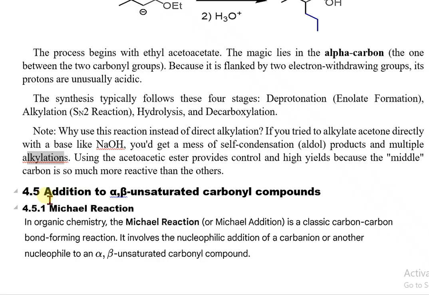Another type of reaction that can be included with carbanion is the addition to an alpha beta unsaturated carbonyl compound. When we talk about alpha beta unsaturated compounds, directly you have to think about an important reaction called the Michael reaction. The Michael reaction is a very important reaction in organic chemistry. It also gives you a carbon-carbon bond.